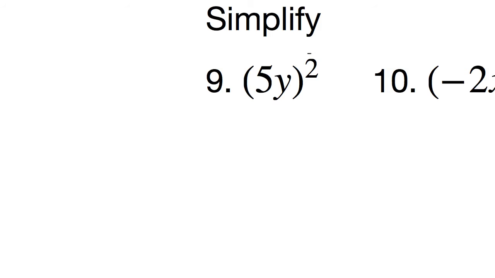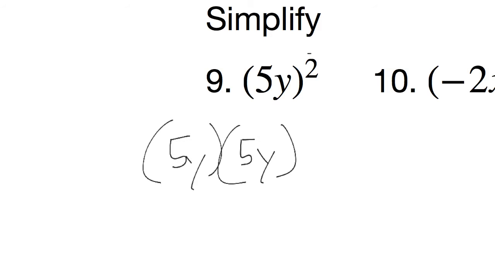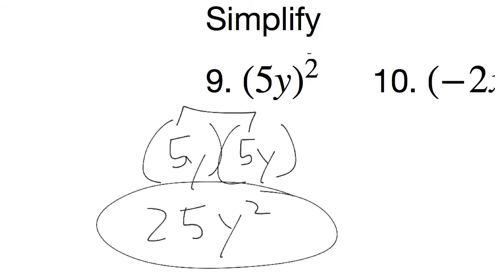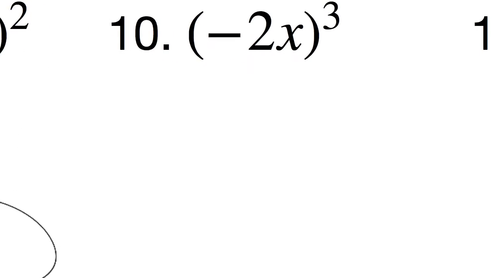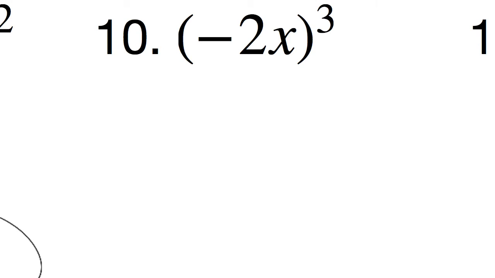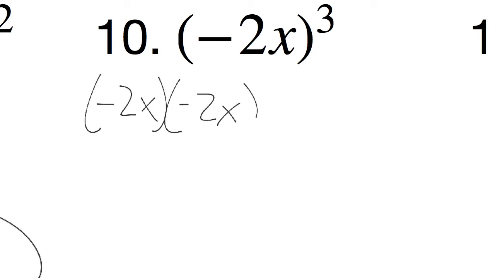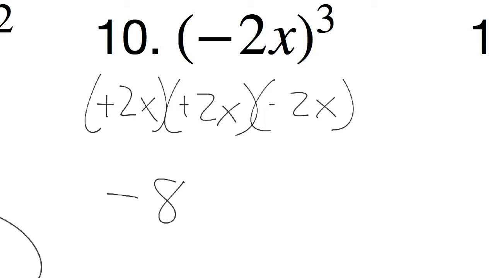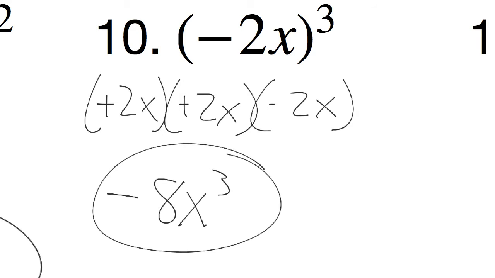5y squared, let's simplify. That means 5y times itself twice. 5 times 5 is 25. y times y is y squared. Simplified. Next, negative 2x times itself 3 times. Well, you notice the parentheses include the negative, so we'll write the negative 3 times. And then we have to ask ourselves, what is negative 2 times negative 2 times negative 2? Well, 2 of these cancel, but we're left with another one. So it is going to be negative 8. And then there are 3 x's, so we say negative 8x cubed.